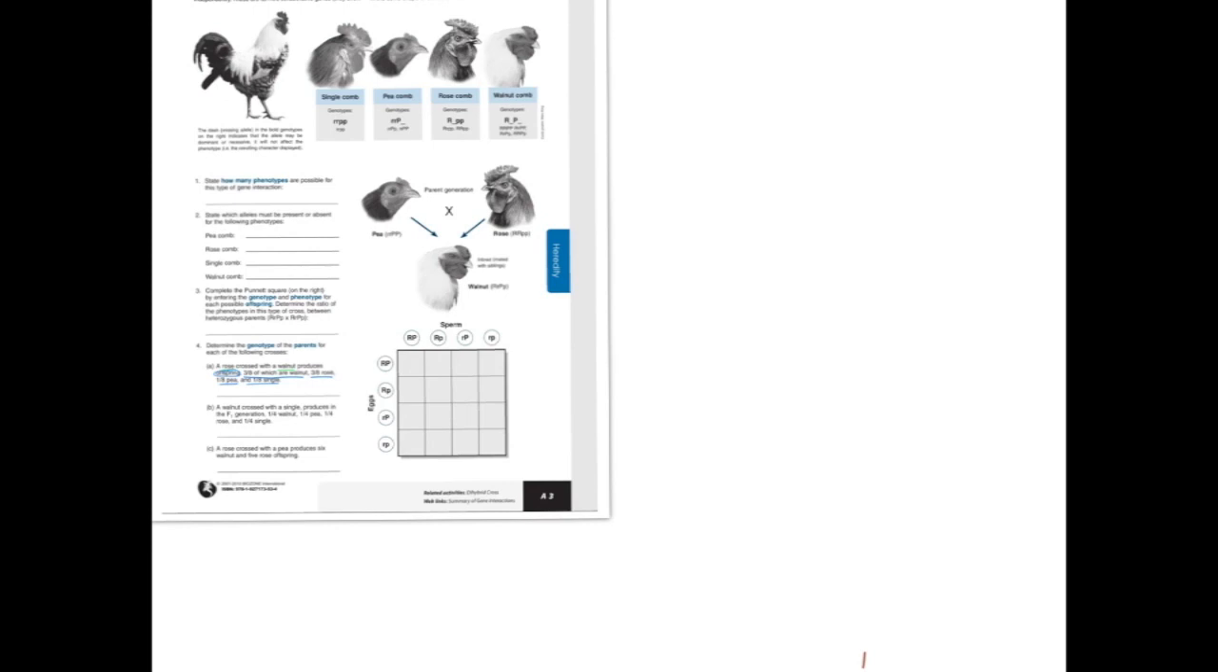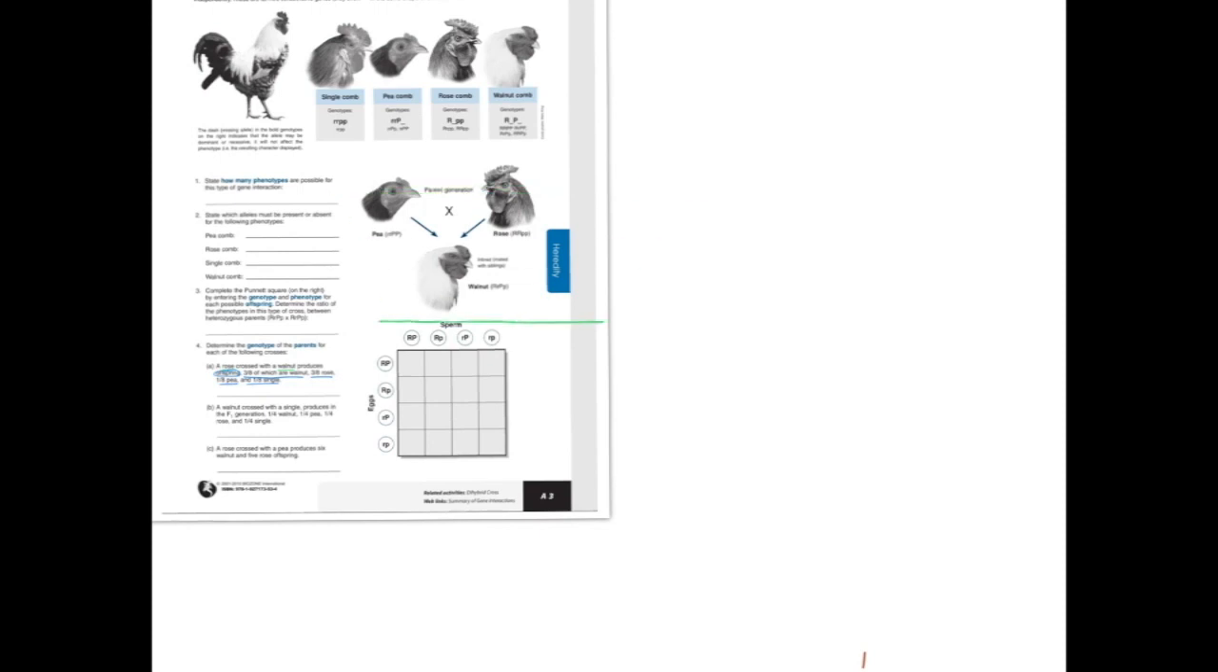And then here you have number 4. Determine the genotype of the parents for each of the following cases. Then they say a rose, and I was actually confused because I didn't read the whole thing when I tried to help this kid answer this. It says a rose crossed with a walnut. And actually, when I first read this problem, I thought, how do you cross a rose with a walnut tree? It's like a rose bush and a walnut tree. How are they going to be? That doesn't make sense to me. Of course, they're talking about a rose comb chicken and a walnut comb chicken, right?